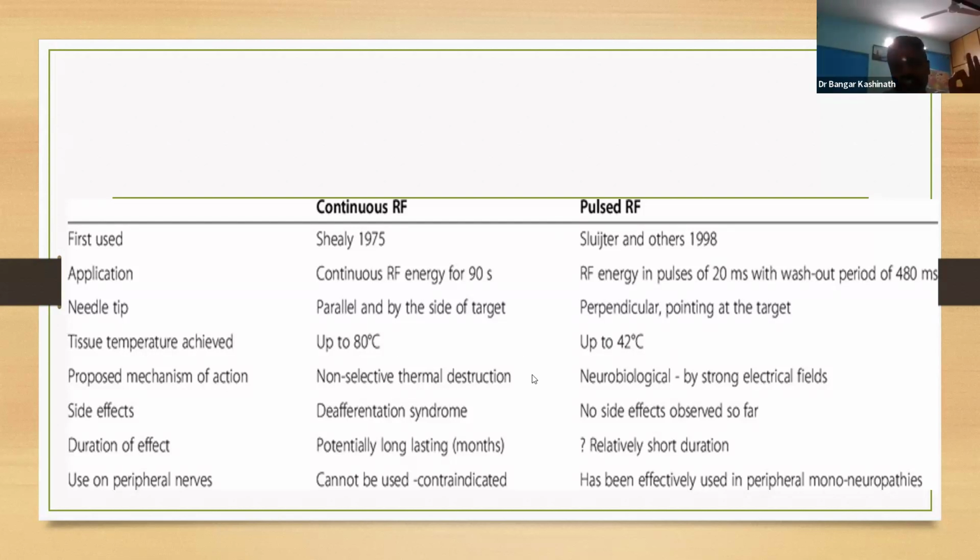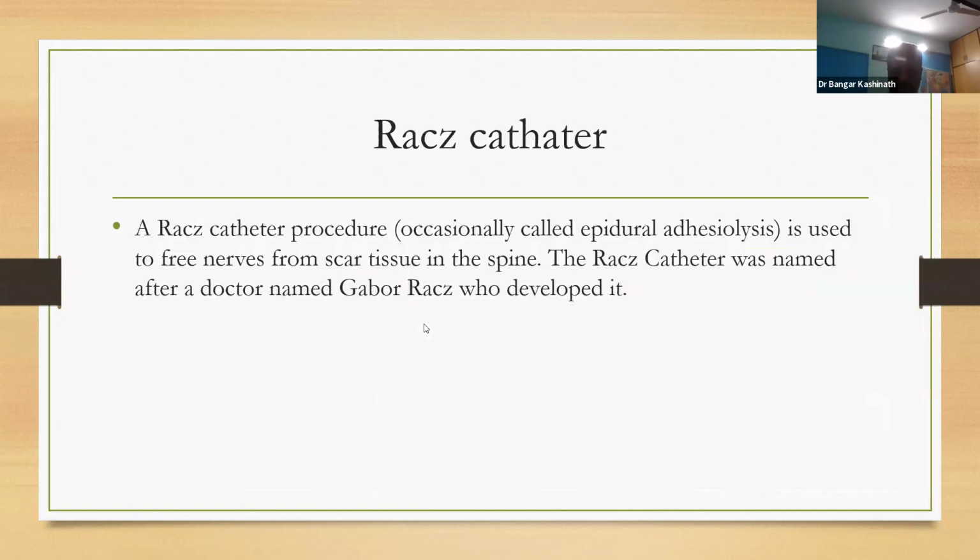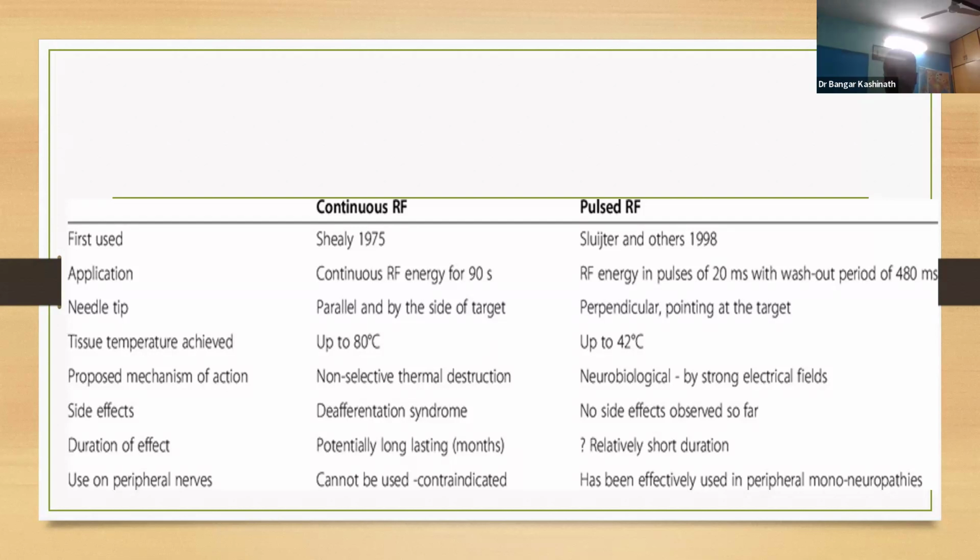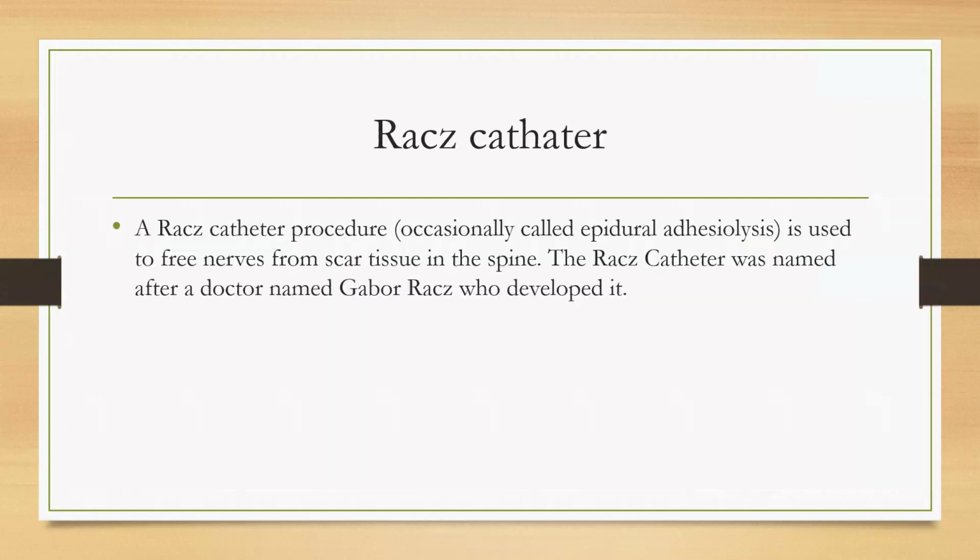Conventional radio frequency is a thermal destruction. It's called radio frequency ablation. In pulse, it is neurobiological or electromagnetic changes. In continuous, deafferentation is a side effect because that's directly related to the temperature. In pulse, no such side effect is observed. But with continuous, we get a long duration. With pulse radio frequency, the duration is a little shorter. We can use pulse radio frequency in peripheral mononeuropathies. Clear? Yes, sir. Fantastic.